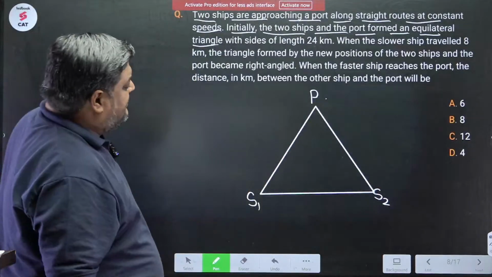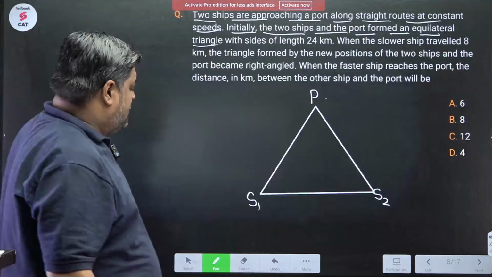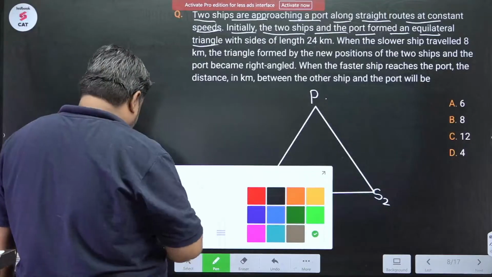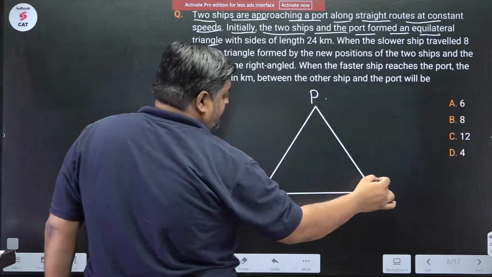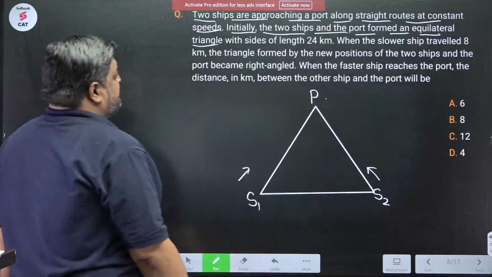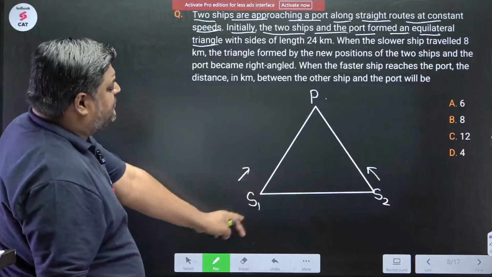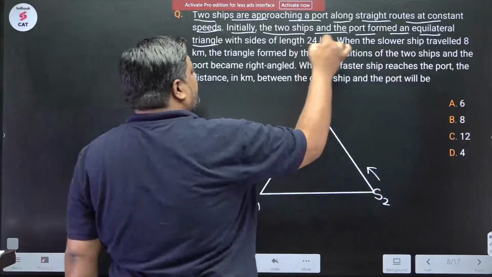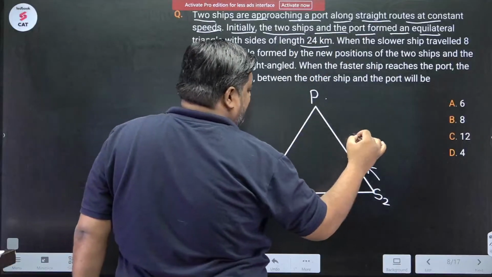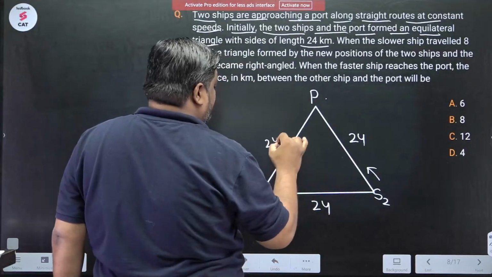Okay, and these are two ships. This is port. These ships are moving towards the port only. They are moving in this direction, and they make an equilateral triangle. The two ships and the port make an equilateral triangle of length 24 kilometers. So all of these three lengths are 24, 24, 24.